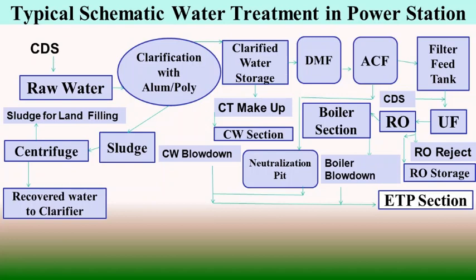Now we also have a collection system for blowdowns. All the blowdowns which are contaminated have to be collected, and these collected blowdowns from the neutralizing pit, CW blowdown, and boiler blowdown all go to the effluent treatment plant. So this way we also have some arrangement for a zero discharge mechanism, or to utilize the primary, secondary, and tertiary processing of the wastewater.